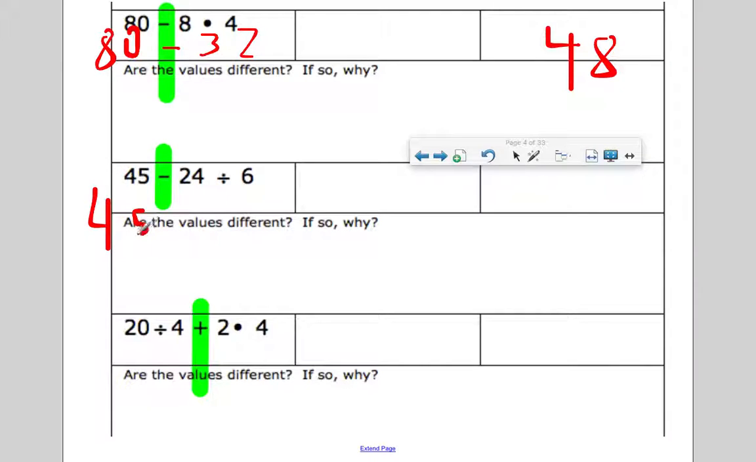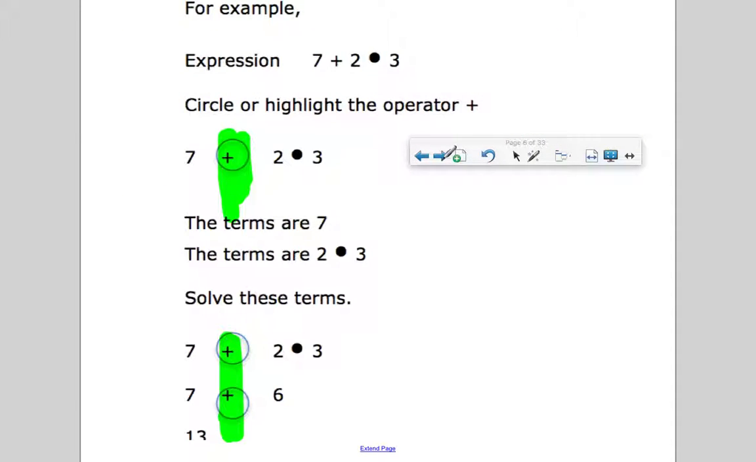The left term is 45. The right term is 4. If you subtract these two terms, you get 41. And the left term is equivalent to 5. The right term is equivalent to 8. If you add up these two, you get 13. So it does work.